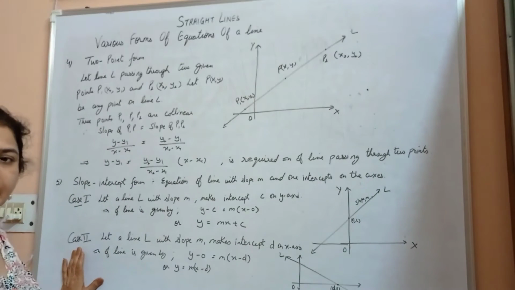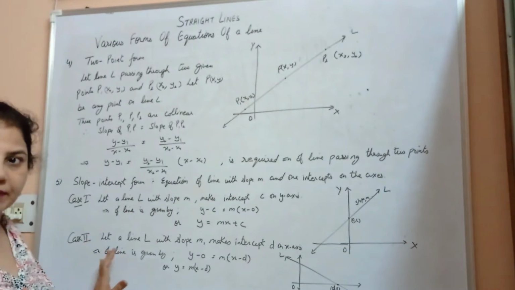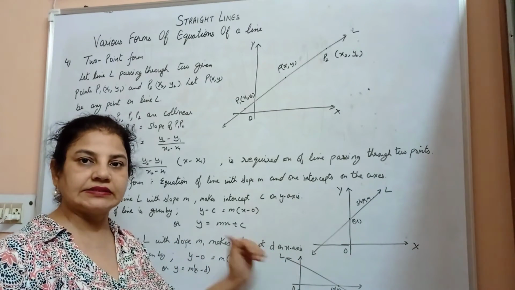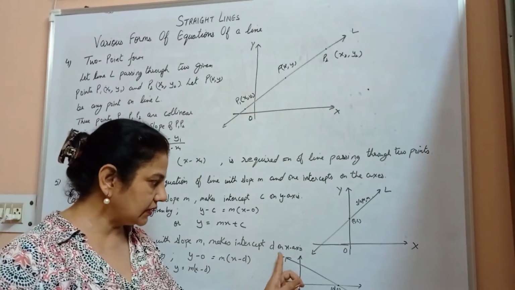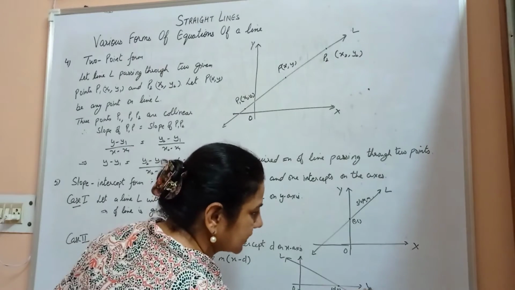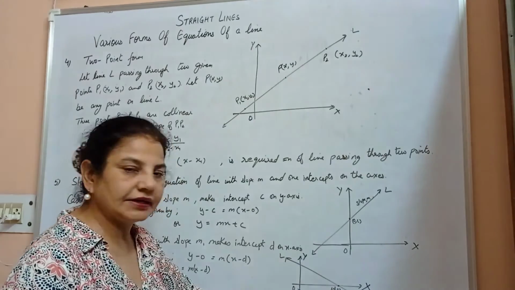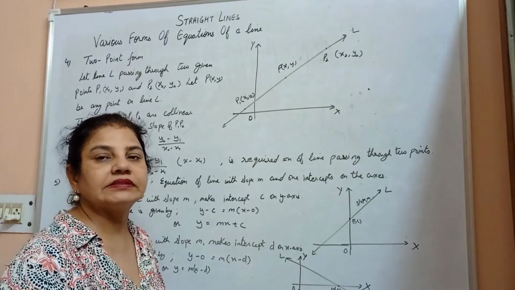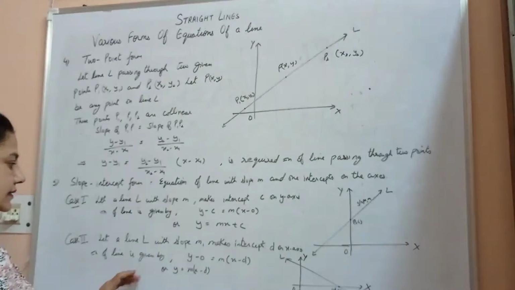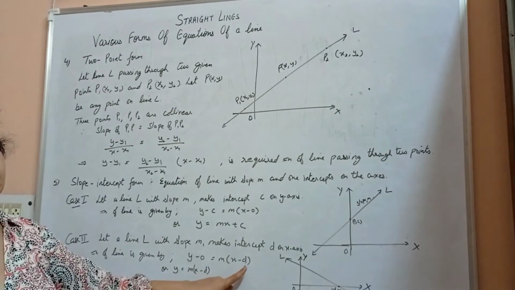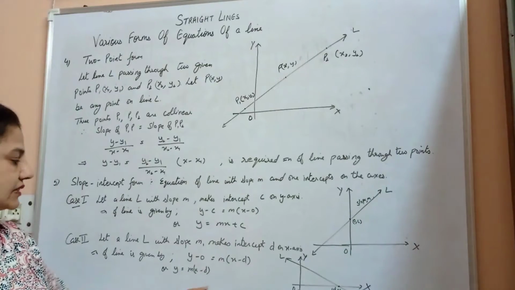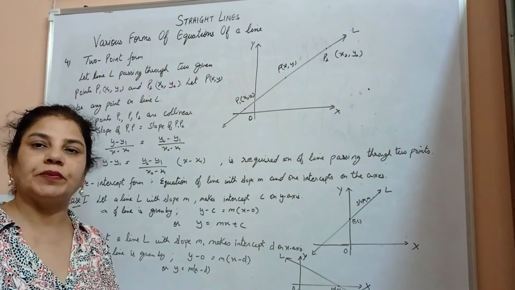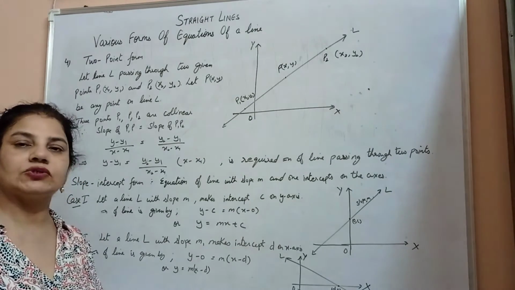Case 2. Let L be a line with slope m that makes an intercept d on the x-axis. Then we say this L is a line and this is the x-axis, y-axis. The point (d, 0), where it intersects the x-axis, gives the equation of the line as y minus 0 is equal to m times x minus d. Or you can say y is equal to m times x minus d is the required equation of a line in slope intercept form. This equation is called slope intercept form.